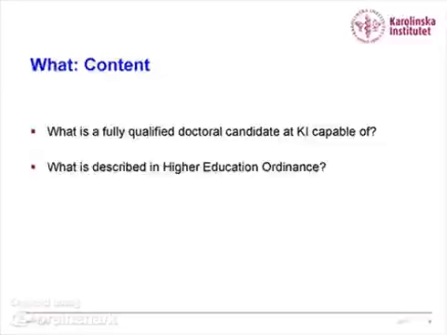So we now move on to slide 8. Up until now we've been dealing with the theory of ILOs, and now it's time to move into the practical side of things. What you see on this slide is the question that's been posed: what should be the content of ILOs for doctoral students? And I've addressed this in 2 questions. What do you consider a fully qualified PhD student at the time of thesis defense to be capable of demonstrating? And how does this relate to those general ILOs which are described in the Higher Education Ordinance?